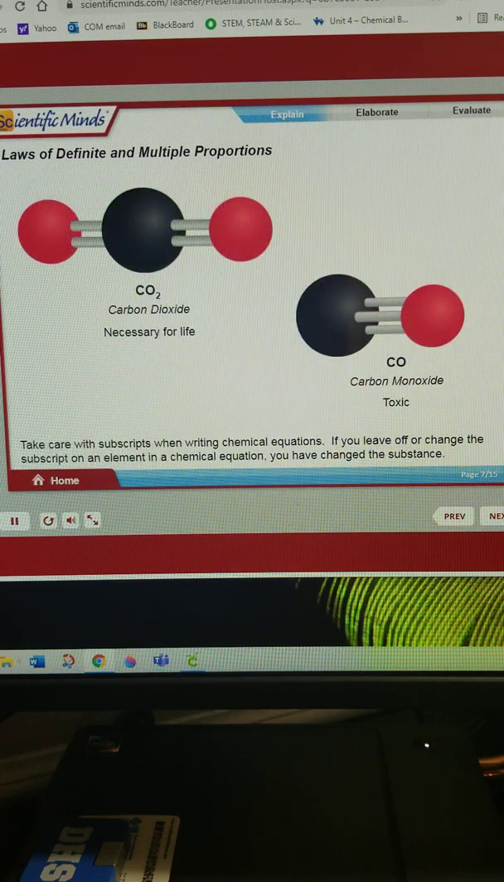Take care with subscripts when writing chemical equations. If you leave off or change the subscript on an element in a chemical equation, you have changed the substance.